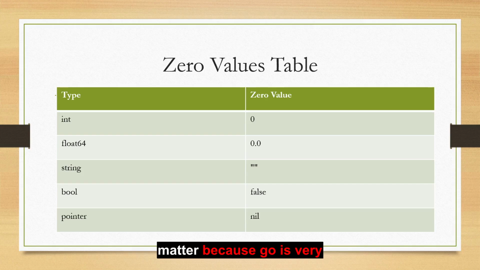So why does this matter? Because Go is a very safe and predictable language. You never have to worry about a variable being uninitialized or having a garbage value. Whether you are checking if the user is logged in or counting items in the cart, knowing these zero values helps you avoid bugs and confusion. Trust me, when you are debugging your code at 2 a.m., these tiny details save a lot of time.